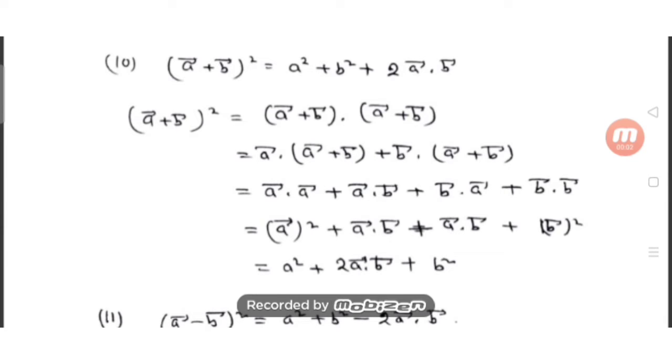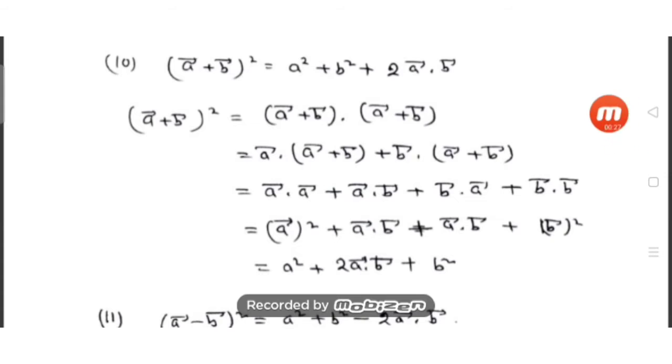Hello student. In the last class we have already started dot product of two vectors, and also we have discussed a few properties of dot product. Today also I want to discuss the remaining properties of dot product. I'll start from property number 10, because we have already discussed 9 properties.